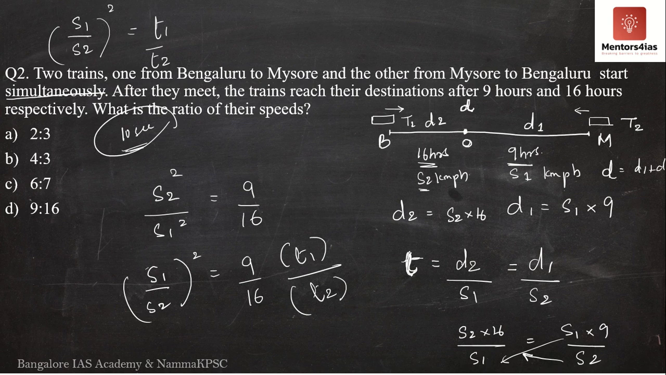If you don't remember, you can solve it by this method that I have done here. So this method is nothing but to derive the formula or the shortcut, that is S1 by S2 whole square is equal to T1 by T2.